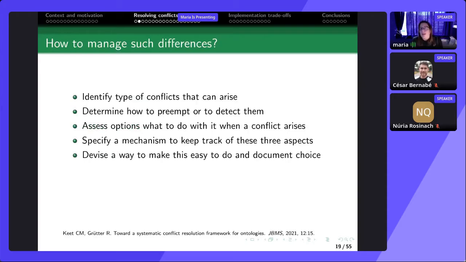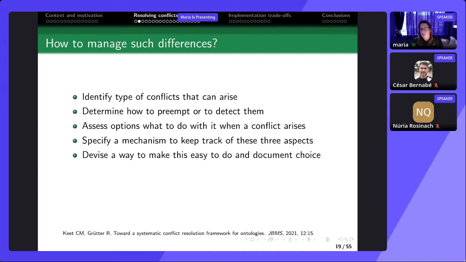So how do you manage those kinds of differences, and how can we manage and resolve those kinds of issues? The details are described further in the paper. To summarize, we identified types of conflicts that can arise. It was not only that one, but we'll see later what actually caused it. There are a whole bunch of other kinds of conflicts that can arise. We need to determine how to preempt those, or at least to be able to detect them if they are happening when you're trying to integrate an ontology.